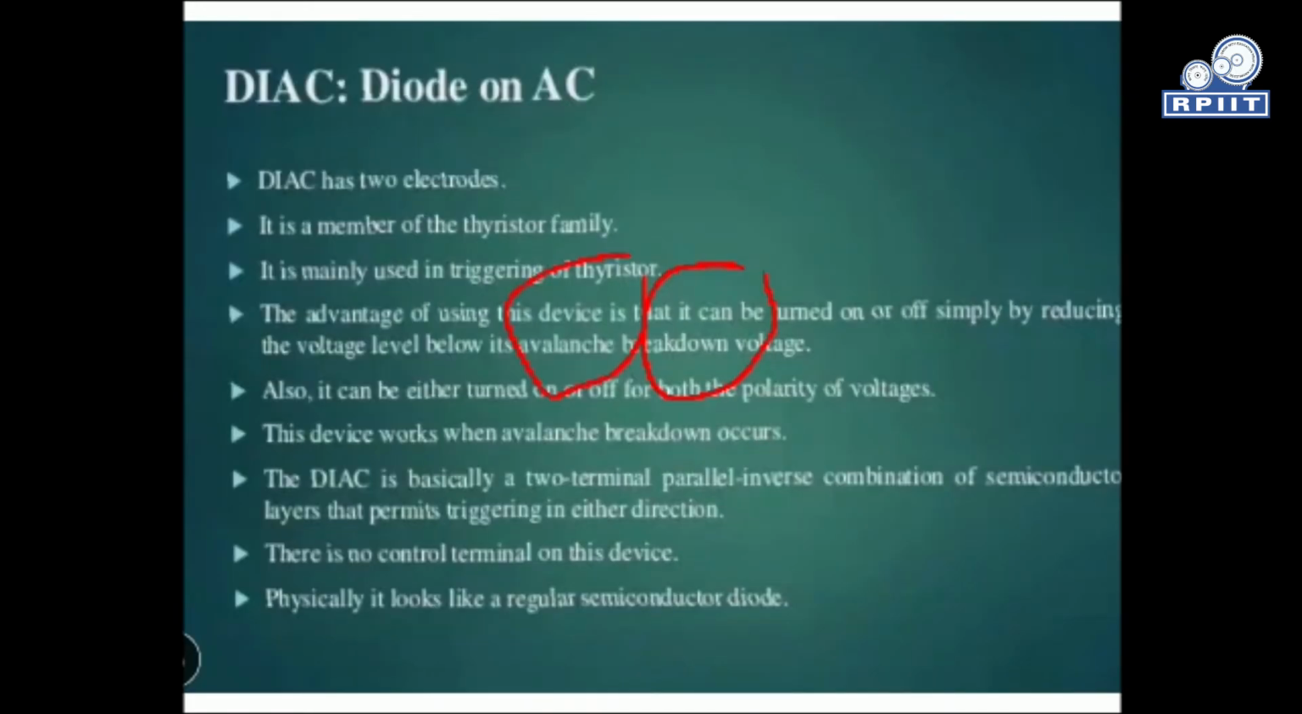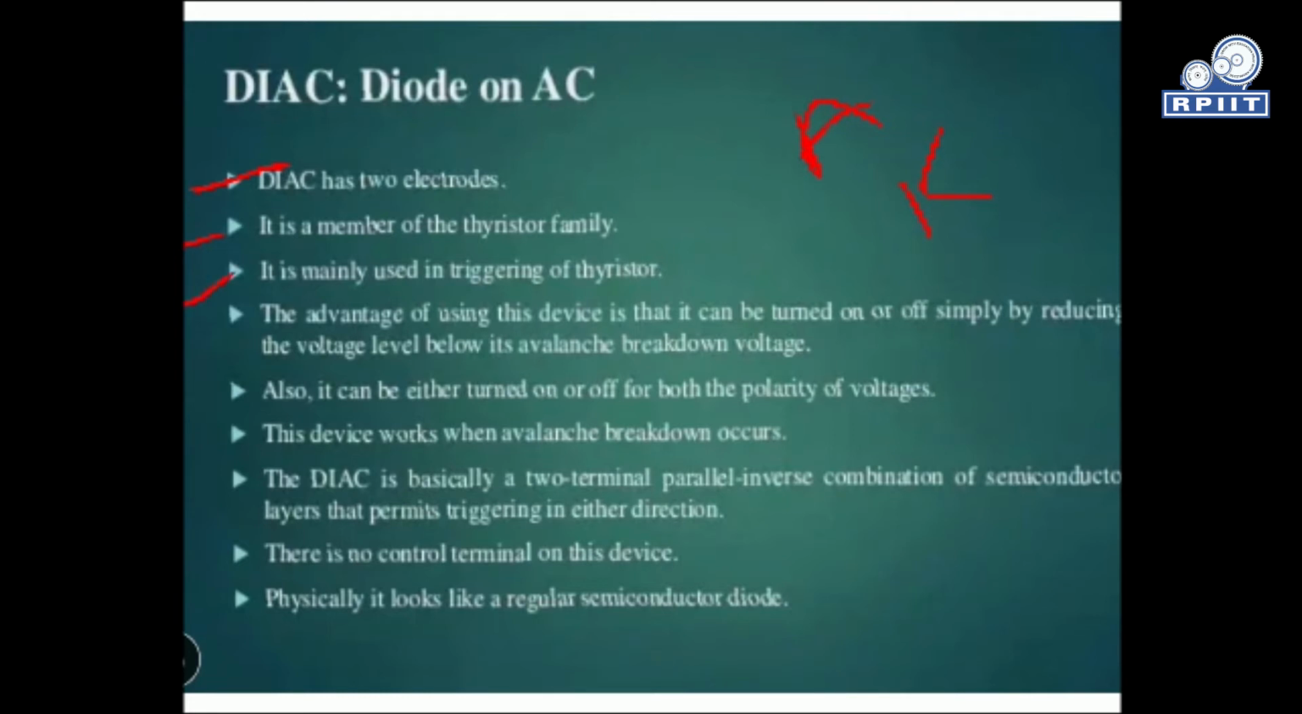So we'll discuss the different characteristics of the DIAC, and then we will discuss the parameters which control these characteristics. The first one is that DIAC has two electrodes, which means it has two terminals: one is anode and another is cathode. It is a member of the thyristor family. As already told, it is one of the most important members of the thyristor family. The thyristor family includes the DIAC, TRIAC, GTO, IGBT, and SCR. It is mainly used in triggering of the thyristors.